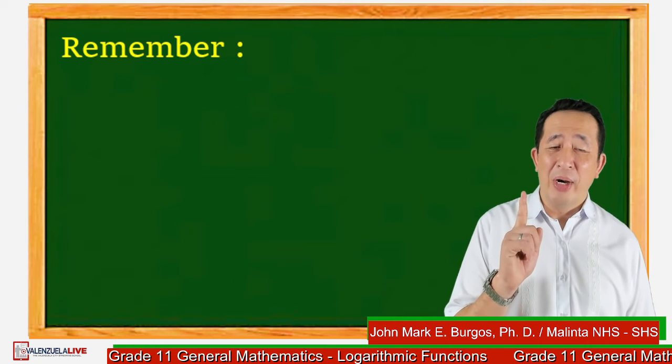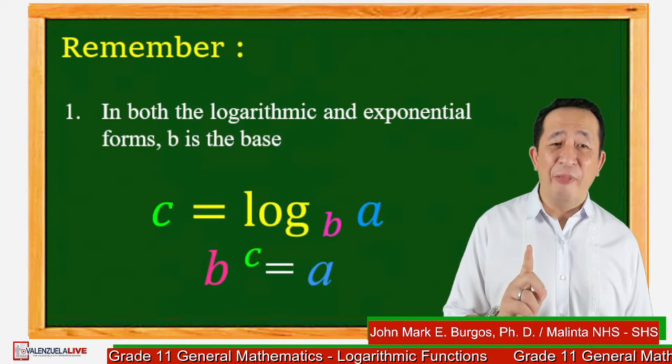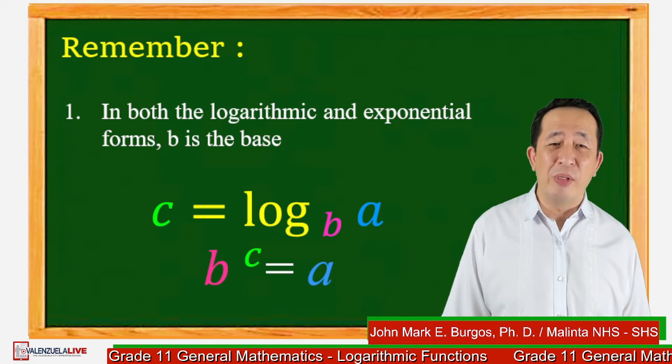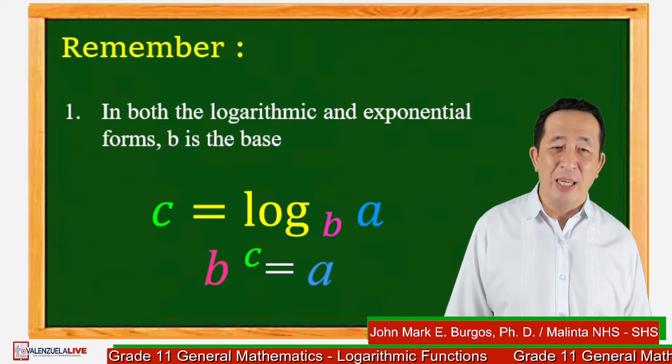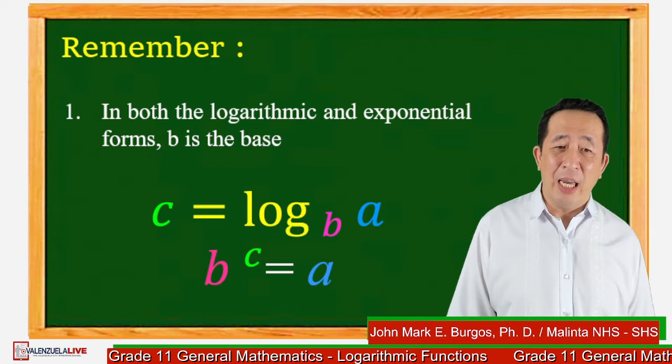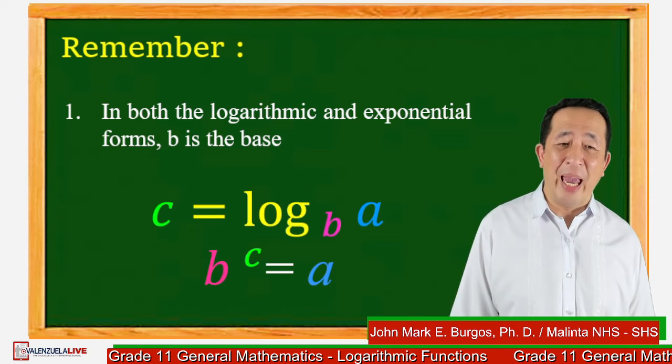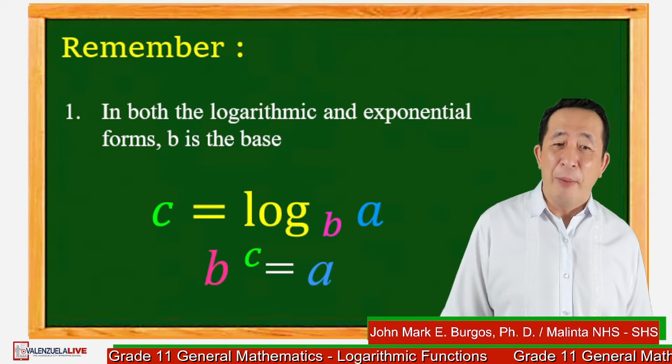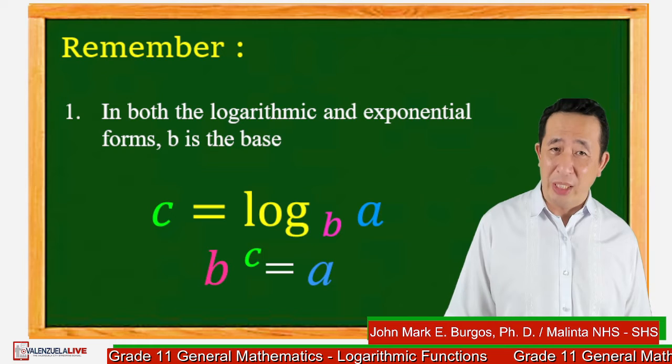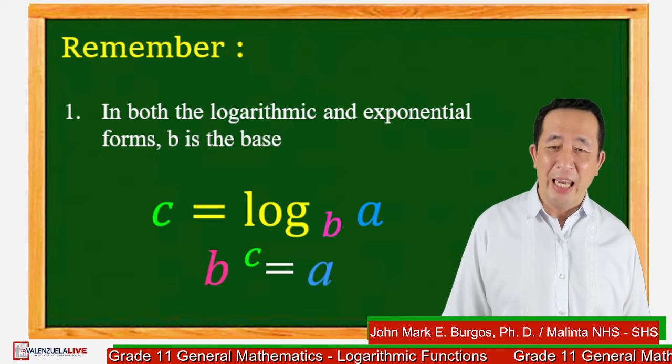Always remember, in both the logarithmic and exponential forms, b is the base, such that c is equal to logarithm of a with base b, and if you're going to transform that into an exponent, that will be b raised to the power of c is equal to a.